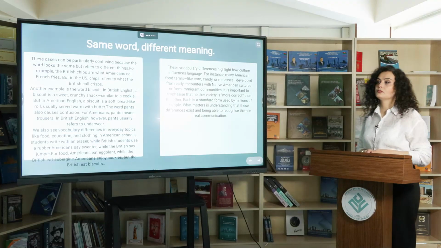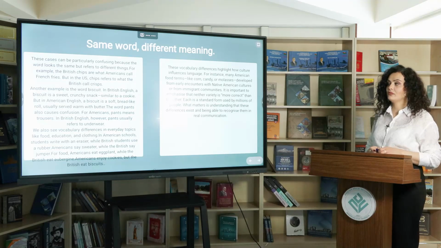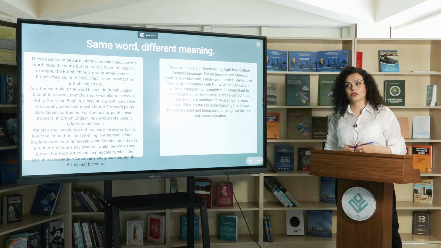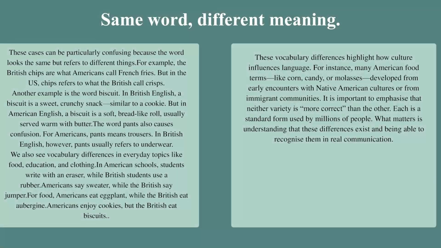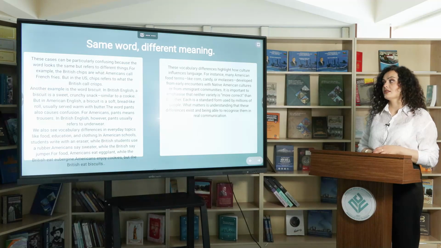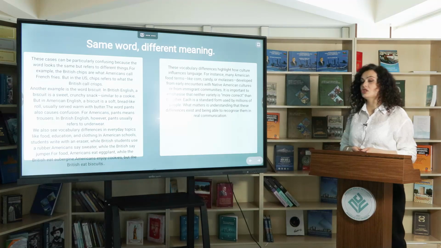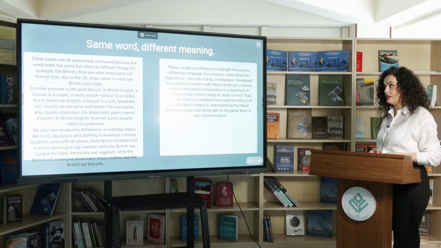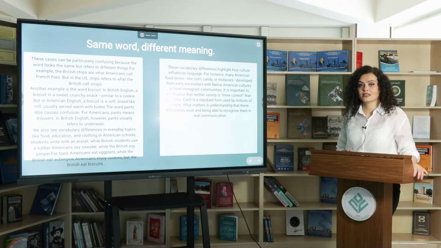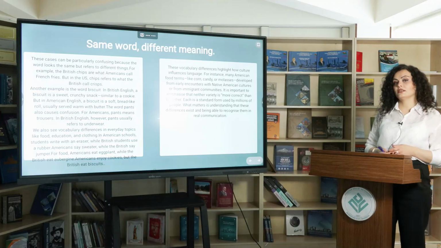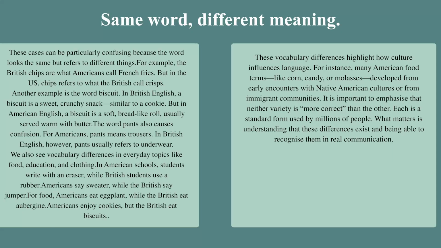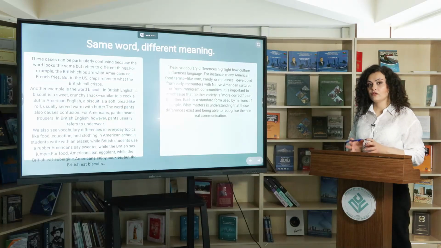Let's move to another category, same word, different meaning. These cases can be particularly confusing because the word looks the same but refers to different things. For example, the British chips are what Americans call French fries, but in the United States, chips refers to what the British call crisps. Another example is the word biscuit. In British English, a biscuit is a sweet, crunchy snack similar to a cookie, but in American English, biscuit is a soft bread-like roll, usually served warm with butter.